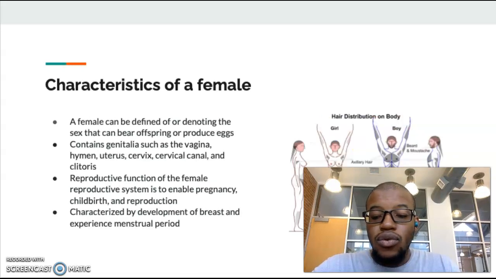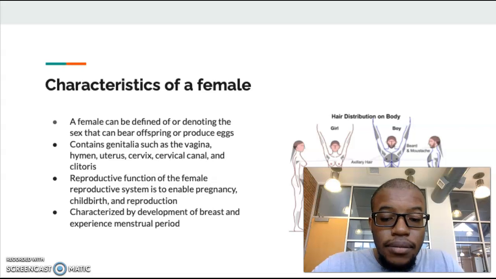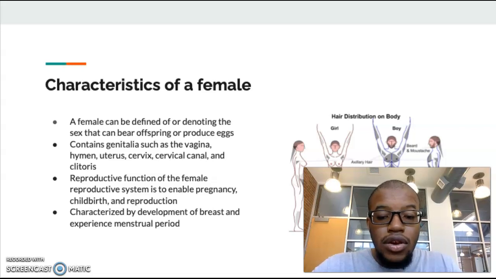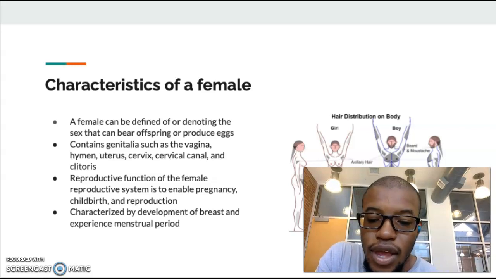In the next slide, we're going to discuss the characteristics of a female. A female can be defined or denoting the sex that can bear offspring or produce eggs. It contains genitalia such as the vagina, hymen, uterus, cervix, cervical canal, and clitoris. The reproductive function of the female reproductive system is still to enable pregnancy, childbirth, and reproduction.